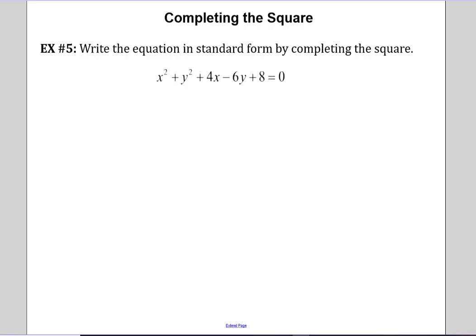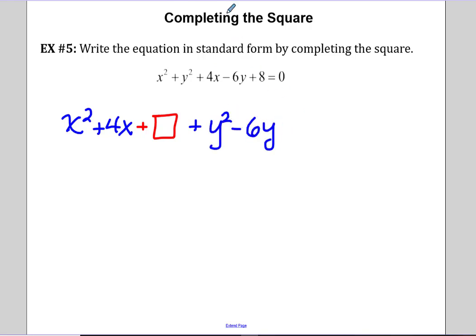In example 5, we're going to complete the square to get the standard form. So I want to collect the x terms together and complete the square for the x terms, and then get the y terms together and complete the square for the y terms. We'll move the constant 8 to the other side and think about adding the 2 terms that we're going to add to complete the square.